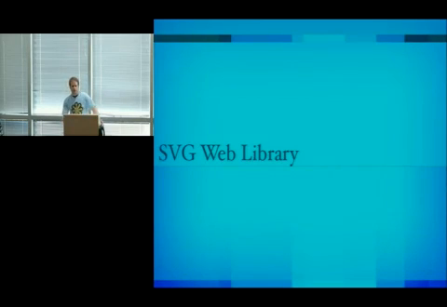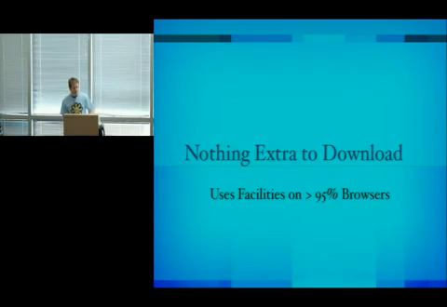So let's jump into what we're involved in. The name of the library is the SVG Web library. And what makes this unique is there's nothing extra to download. You can either say use or abuse. We use facilities that are already present on about 97% of the web browsers out there. So there's nothing for the user to download. And we give the illusion of native SVG support for both static and dynamic SVG images.